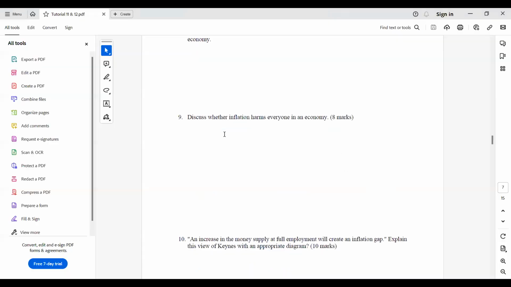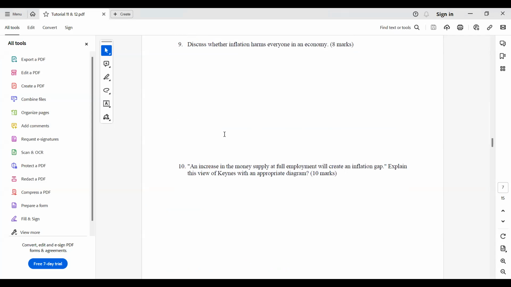Okay, next question. Discuss whether inflation will harm everyone in the economy. Discussion question usually is both sides. Who will benefit and who will be harmed? Producers will benefit, because producers have the incentive to mark up the prices every year because of inflation. Who will be harmed? Consumers. Consumers will be harmed.